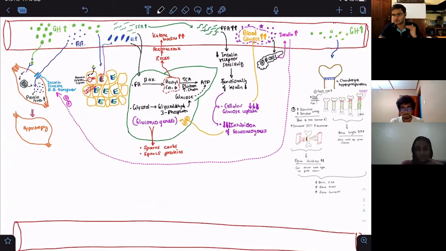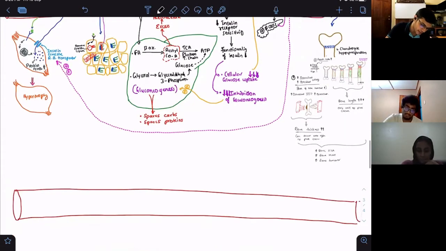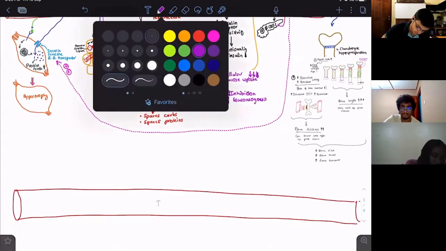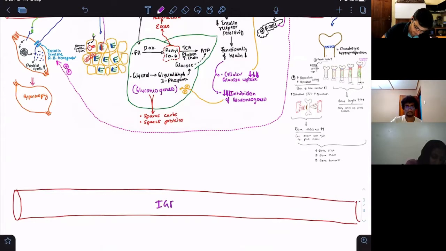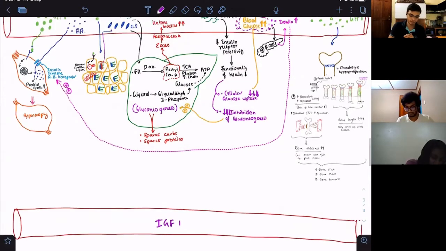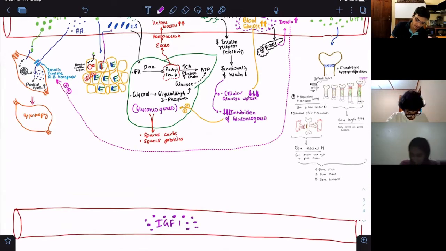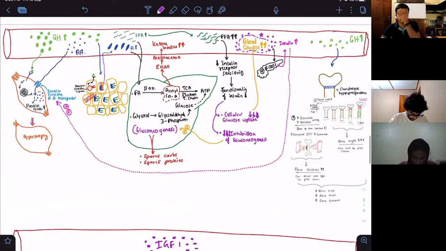So now we talk about growth hormone, guys. Now, what works hand in hand with growth hormone? Who helps growth hormone? IGF-1. Yeah, IGF-1, insulin-like growth factor 1. So we'll draw insulin-like growth factor 1 in the bottom vessel, right? This is why I drew two vessels, just to keep them a little bit separate.